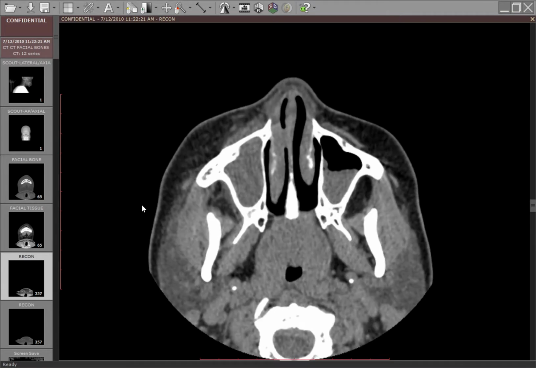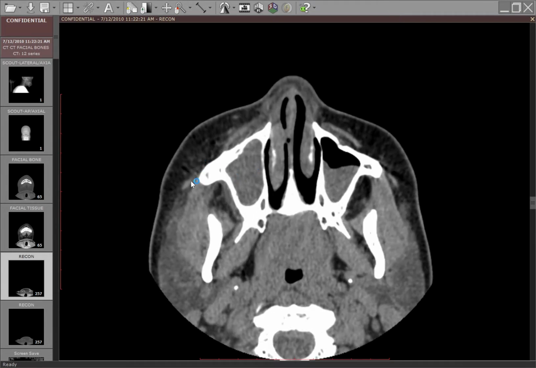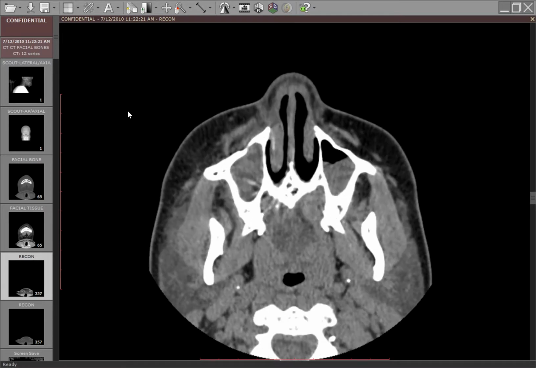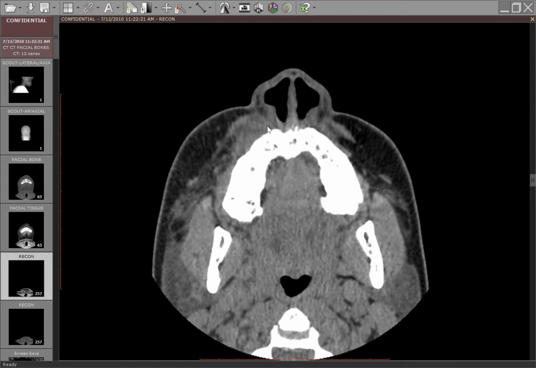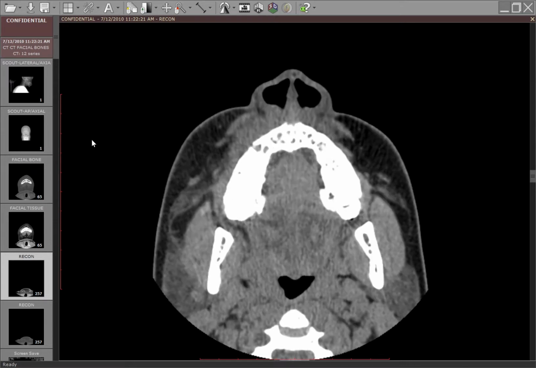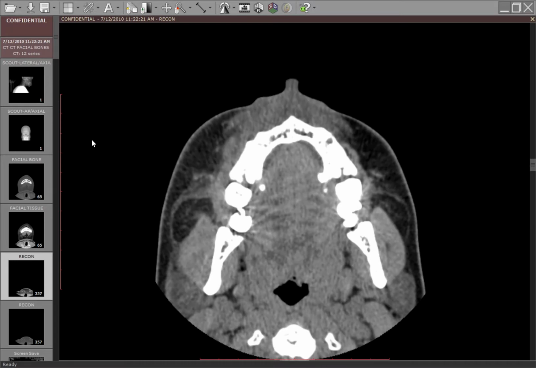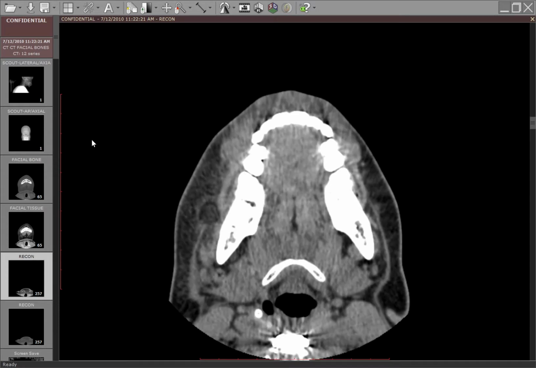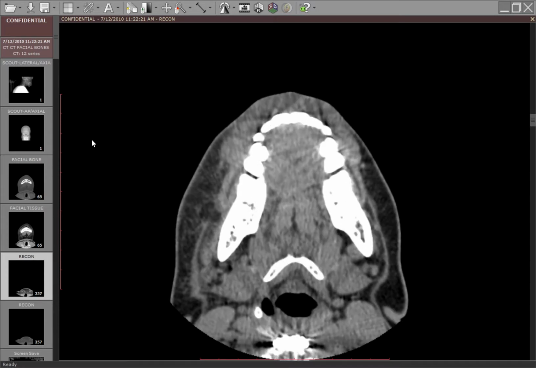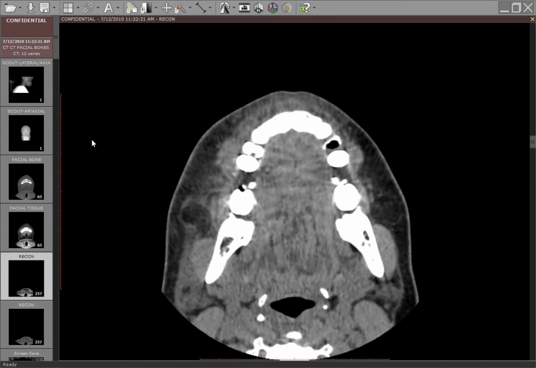So I'll keep scrolling down. I don't think that fully explains the swelling outside of the sinus though. So at this level you can see there's abnormal soft tissue density here in the nasolabial fold and just anterior to the maxilla, and there's some stranding within the subcutaneous fat of the cheek as well. And some of the swelling extends down to the tissues over the mandible, but it doesn't seem to be the epicenter of the swelling.